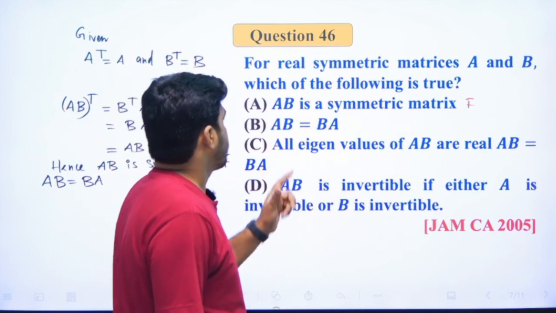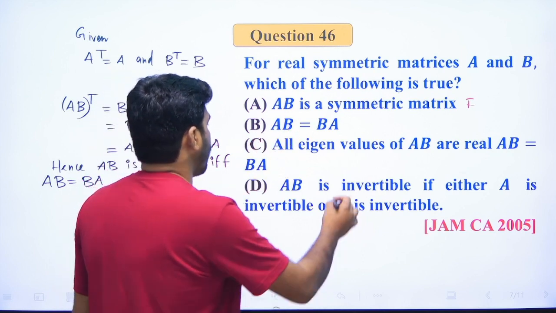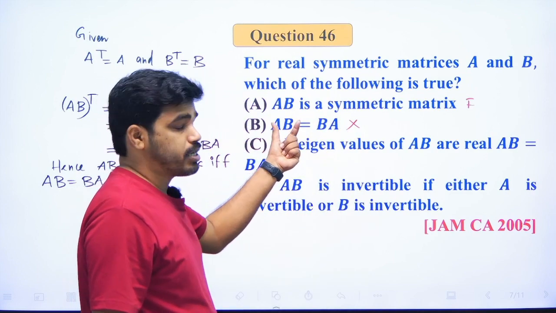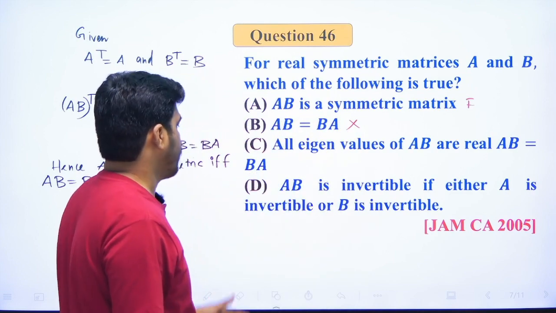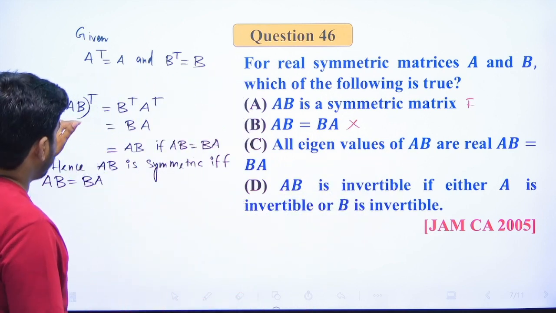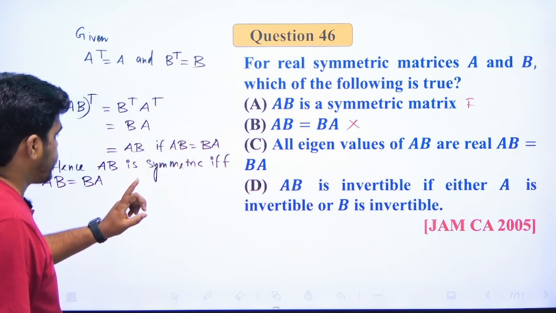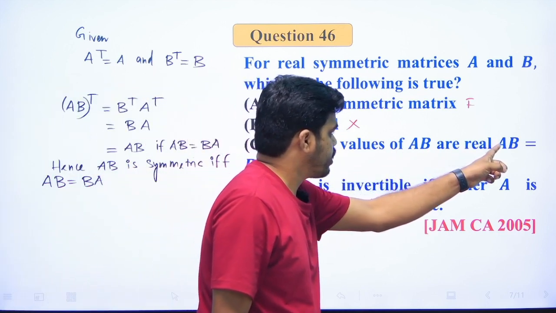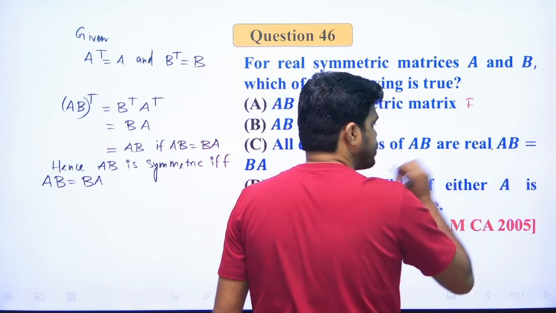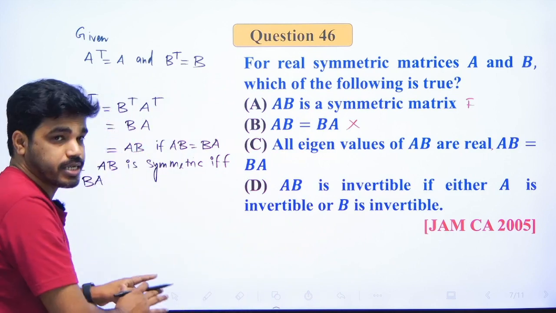Right? For real matrices A and B, AB is equal to BA. That is also not true. Matrix multiplication is not commutative. All eigenvalues of AB are real. See, what do you get? AB transpose is equal to AB if and only if AB is equal to BA. All eigenvalues of AB are real if and only if AB is equal to BA. So when AB transpose is equal to AB, that means AB is what kind of matrix?